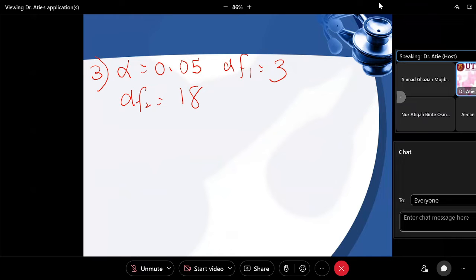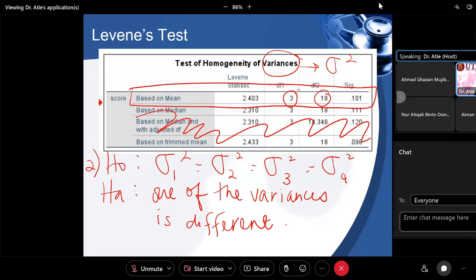Right, and then we need to find the sig value from the SPSS. So the sig value will be this one, 0.101.